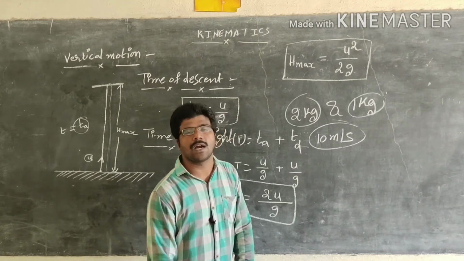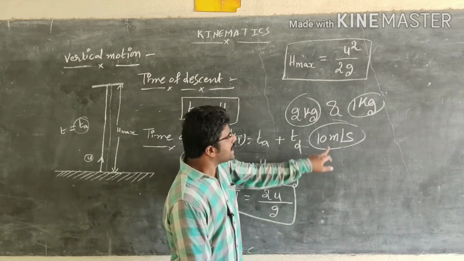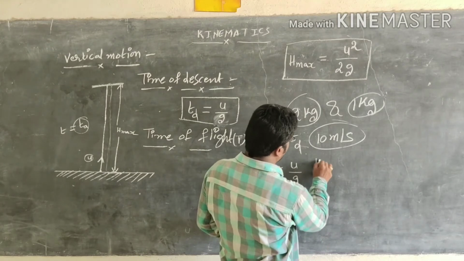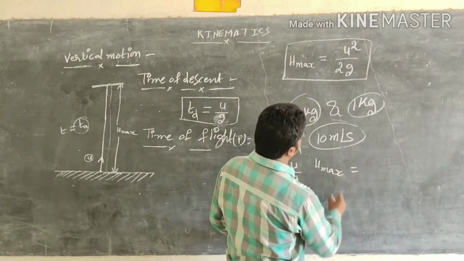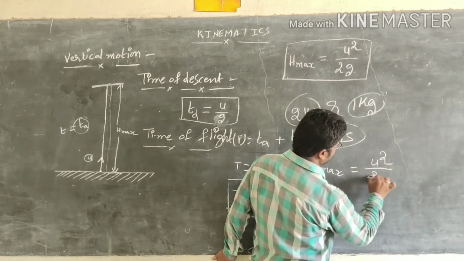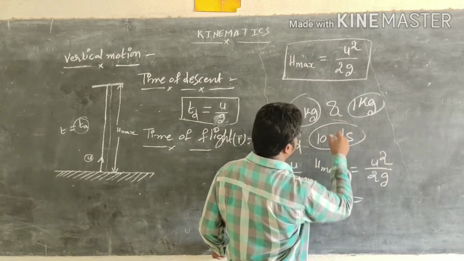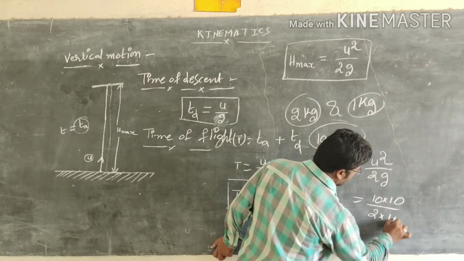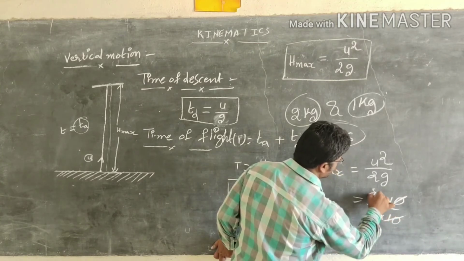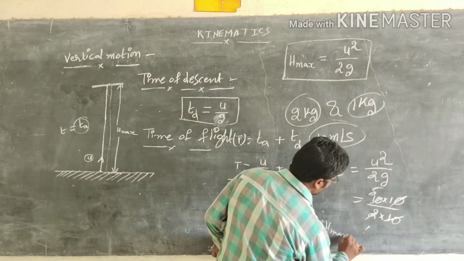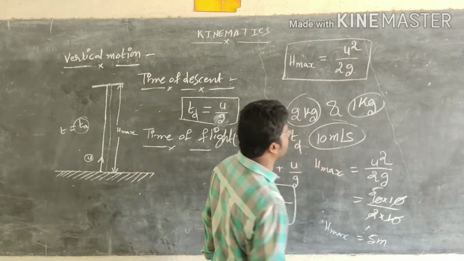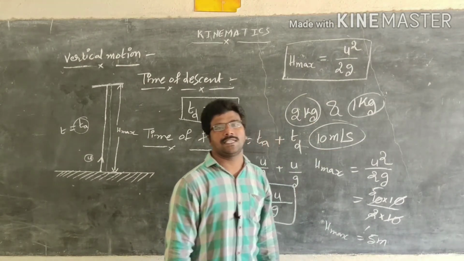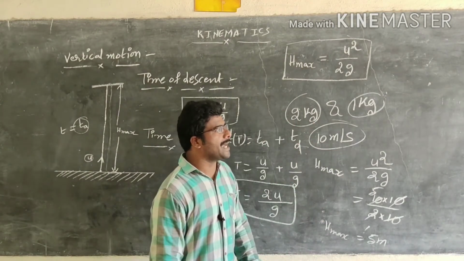Both will have the same maximum height. Why? Because here the velocity is the same, 10 meter per second. So H max equals u square by 2g. So u is 10, 10 into 10, 10 square, by 2 into 10. So 2 ones, 2 fives. That is, H max equals 5 meters. So here the maximum height depends upon the initial velocity. Okay, so this is about maximum height.